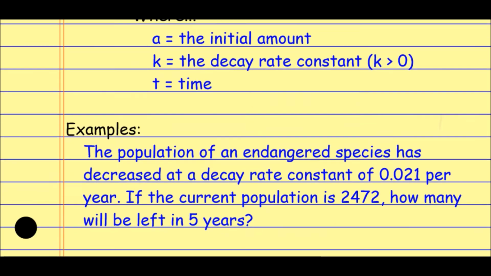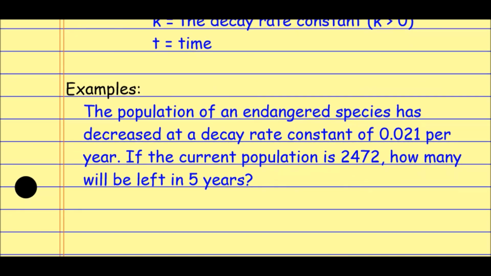For example, if I look at something like this, it says the population of an endangered species has decreased at a decay rate constant of 0.021 per year. If the current population is 2,472, how many will be left in 5 years?